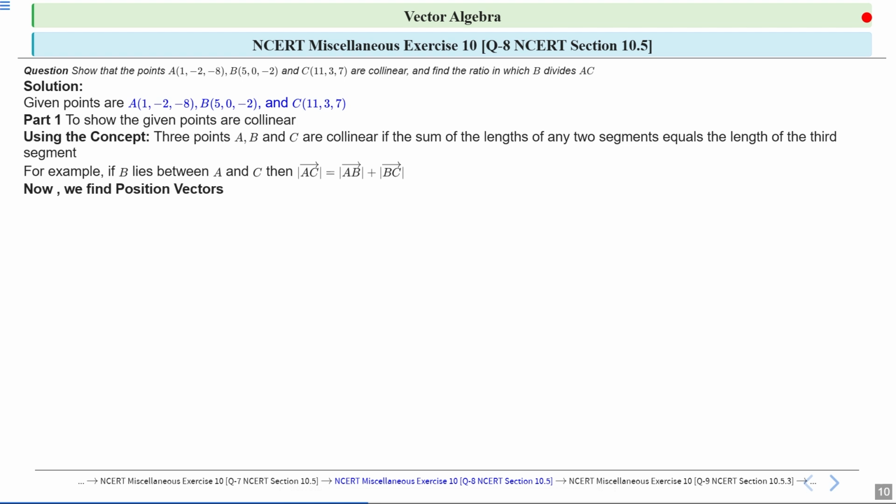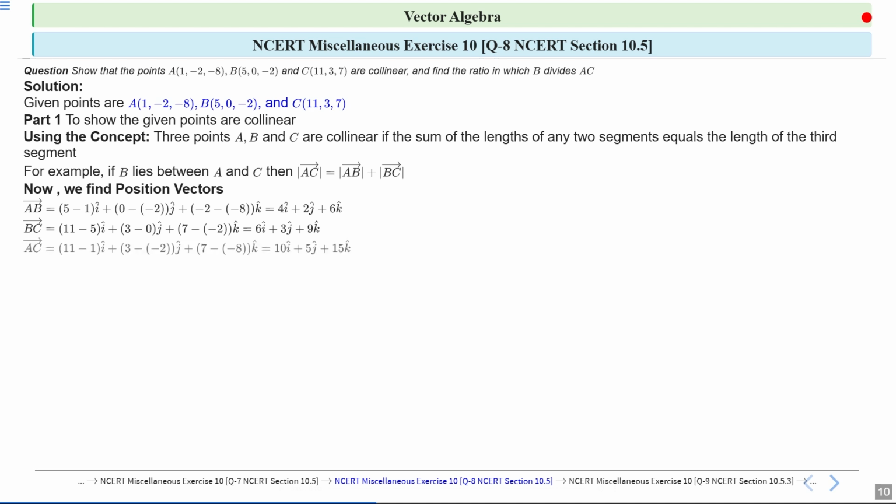Now we find position vectors. So AB vector is equal to (5 minus 1) i cap plus (0 minus minus 2) j cap plus (minus 2 minus minus 8) k cap, which after solving will be 4 i cap plus 2 j cap plus 6 k cap. So BC vector will be equal to (11 minus 5) i cap plus (3 minus 0) j cap plus (7 minus minus 2) k cap, which is equal to 6 i cap plus 3 j cap plus 9 k cap, right?